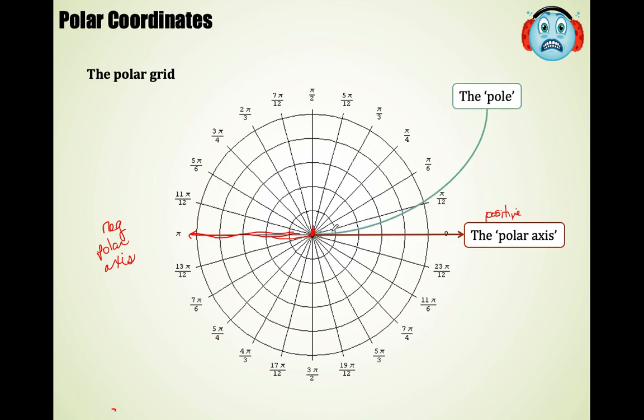Notice the concentric circles radiating out from the pole. Each one of these has a radius. This circle, for instance, has a radius of 1. As you radiate out from the pole, this ray at 5 pi over 12 intersects first the circle with a radius of 1, then a circle with a radius of 2, then a circle with a radius of 3, then a circle with a radius of 4, then a circle with a radius of 5, and of course it could keep going and going and going.